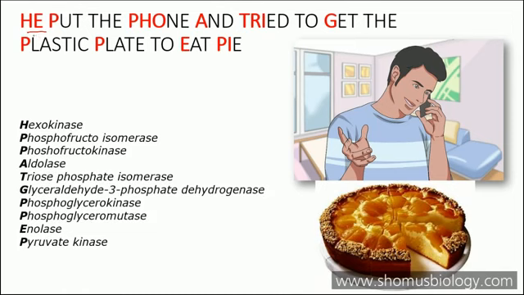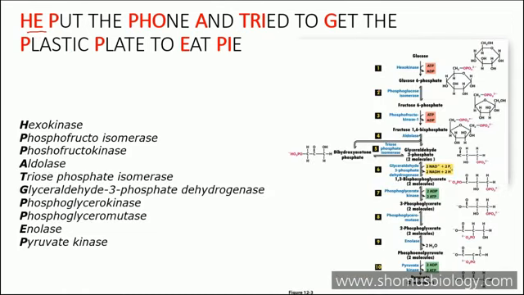So if you look here, let me also show you the actual picture. HE, hexokinase, and this is the first enzyme required in the first phase. Then P, phosphofructoisomerase, the second enzyme which is involved. Then another P, so obviously phosphofructokinase, the third enzyme involved.